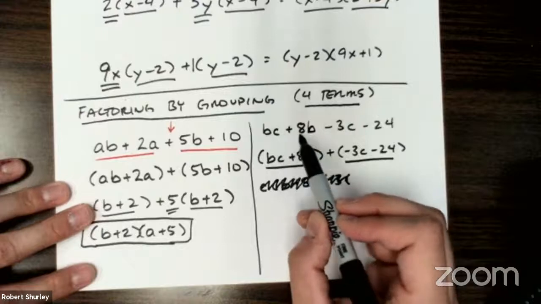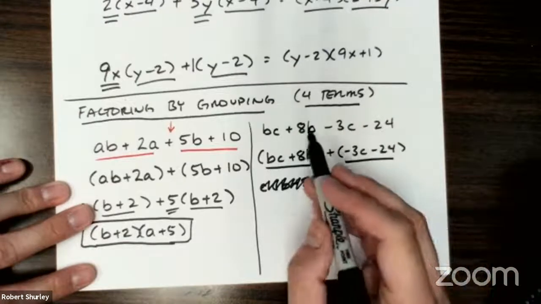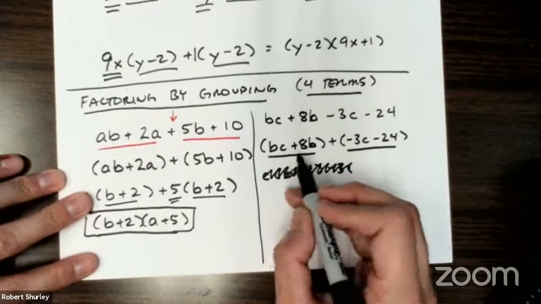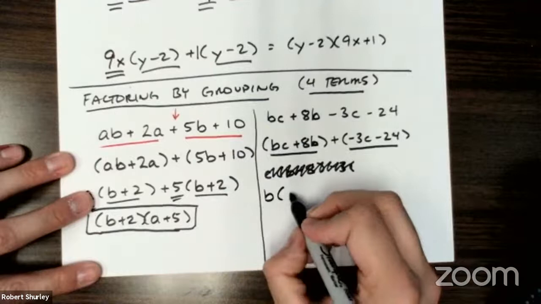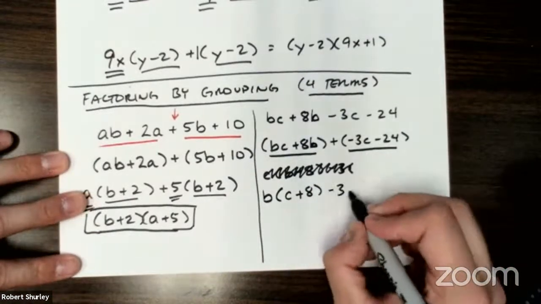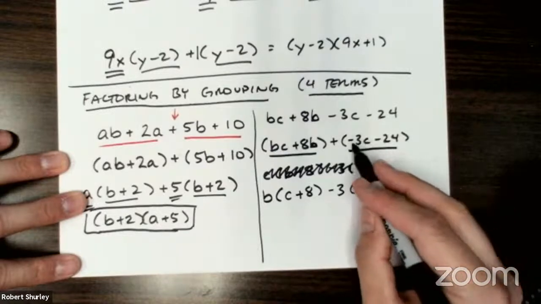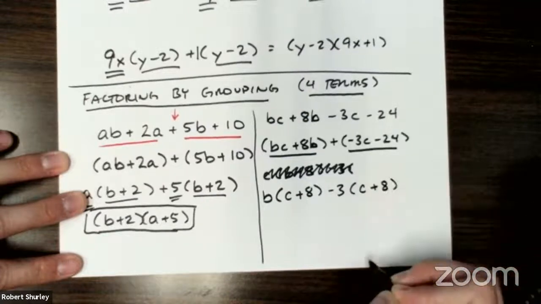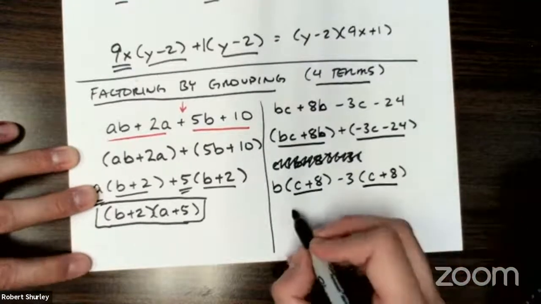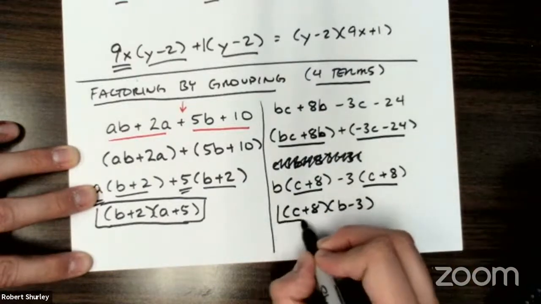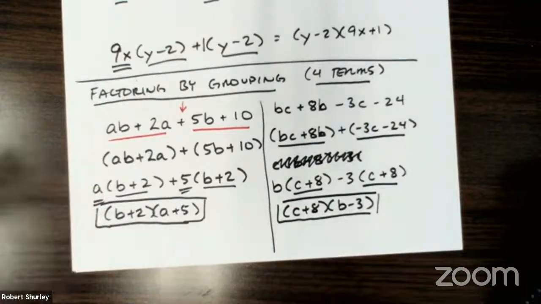So go back. It's BC plus 8B minus 3C minus 24. Again, this doesn't change. But notice now, instead of factoring a C out, we actually need to factor a B out. C plus 8. And then now we need to factor, again, that negative 3. And by factoring out the negative 3, it leaves us with C plus 8. Okay? And then both of these match. That leaves me with C plus 8 times B minus 3. Okay? C plus 8 times B minus 3.